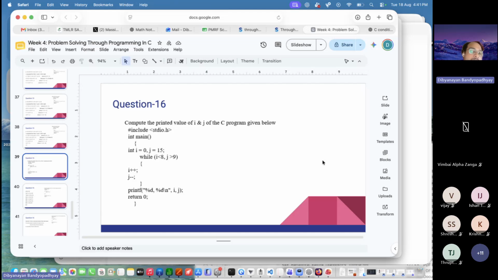So see inside the while loop, i less than 8, there is a comma, and then j greater than 9. So what does that comma do? That is the important thing to understand. Normally we usually have the logical and or or operator, but here it is a comma. Okay.